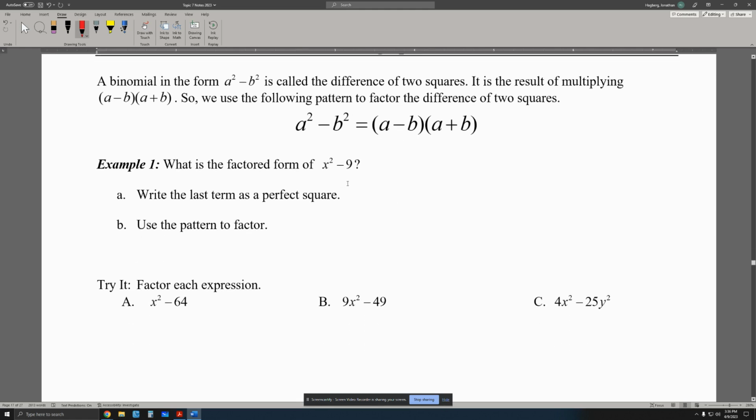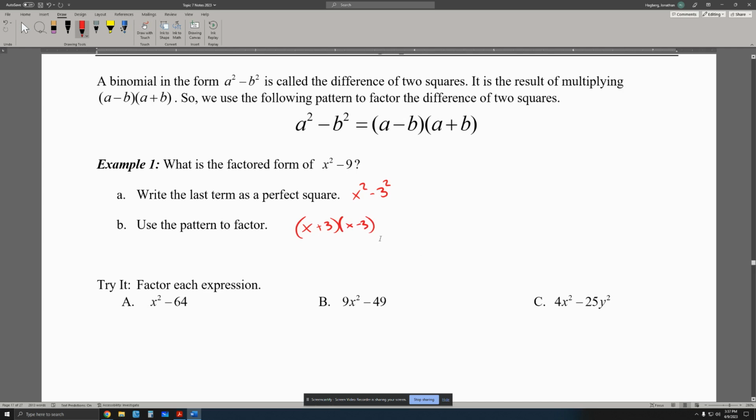So let's take a look at example 1, x squared minus 9. I have to first recognize, is this a difference of squares? Yes, it is. The reason why is because x squared is a perfect square of x, and 9 is a perfect square of 3. So 3 squared is 9. So therefore, this is equal to x squared minus 3 squared. And so then we can use this as the factorization, x plus 3 and x minus 3.